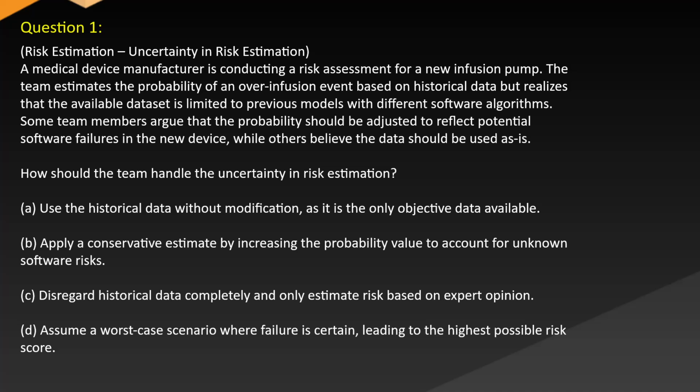A. Use the historical data without modification as it is the only objective data available. B. Apply a conservative estimate by increasing the probability value to account for unknown software risks. C. Disregard historical data completely and only estimate risk based on expert opinion. D. Assume a worst-case scenario where failure is certain, leading to the highest possible risk score.